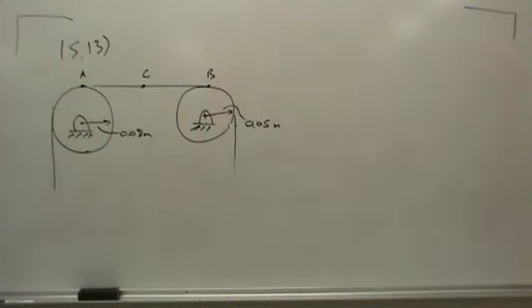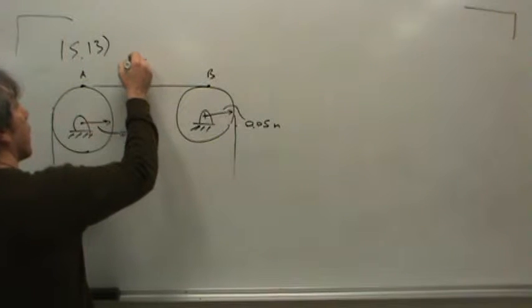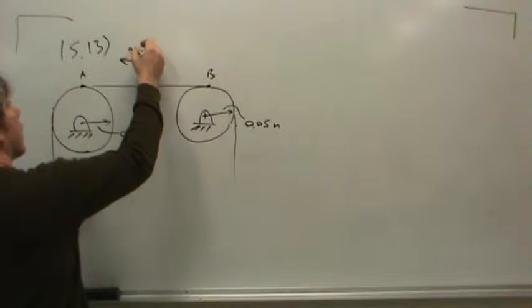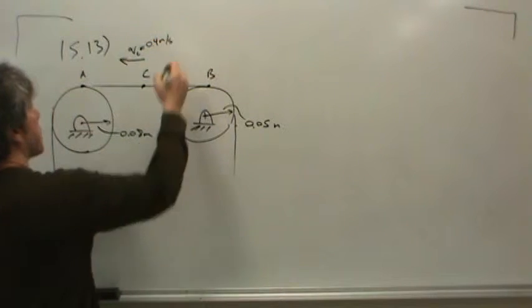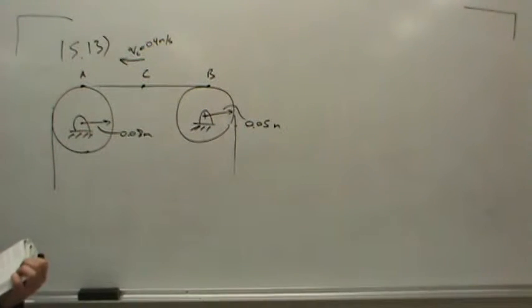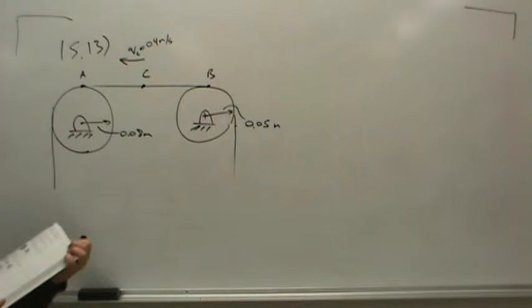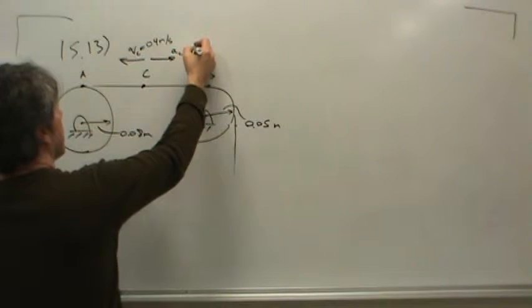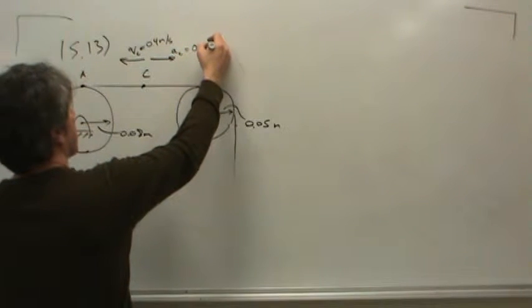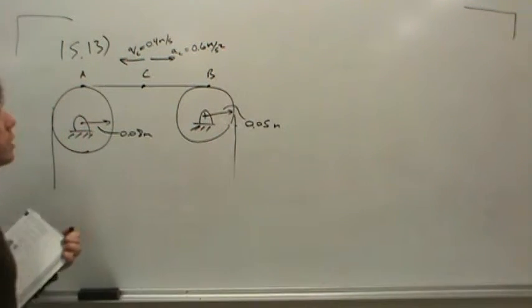Do you understand what they're asking? That they're telling us that the velocity of C is 0.4 meters per second. So I did that right. 1, 2, 3, yeah. But the acceleration of C is 0.6 meters per second squared to the right.